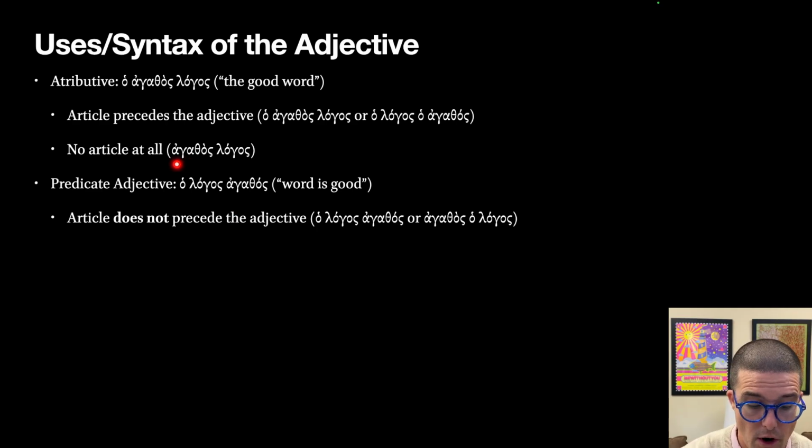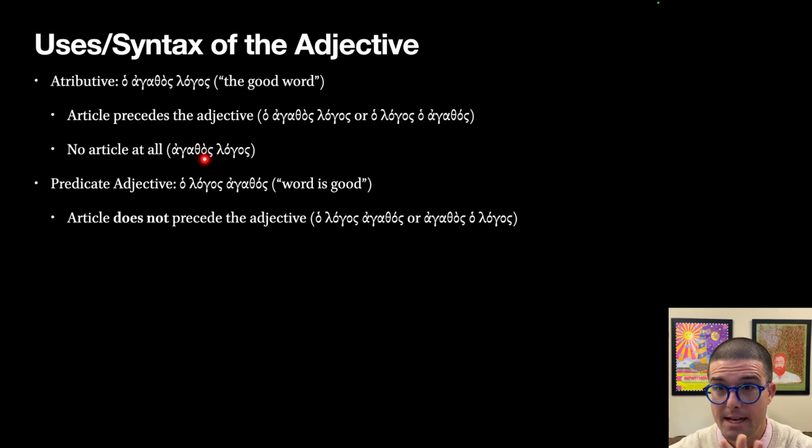Just because there's no article before the adjective does not necessarily mean it's going to be a predicate adjective, because it could be a whole indefinite noun and there's no article at all, and then it would be an attributive. And the really confusing part here, and this is down into the nitty gritty, is that you could technically also have a predicate relationship for an indefinite noun. So a word is good, but more often you are going to see the whole thing being indefinite in an attributive use of the adjective rather than in a predicate use.